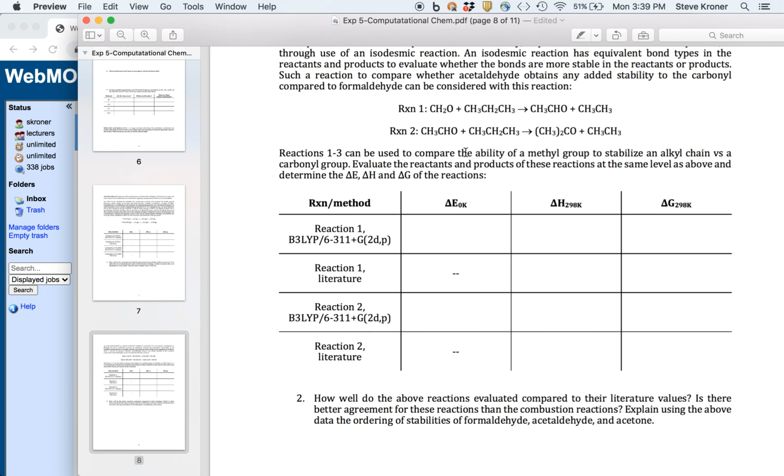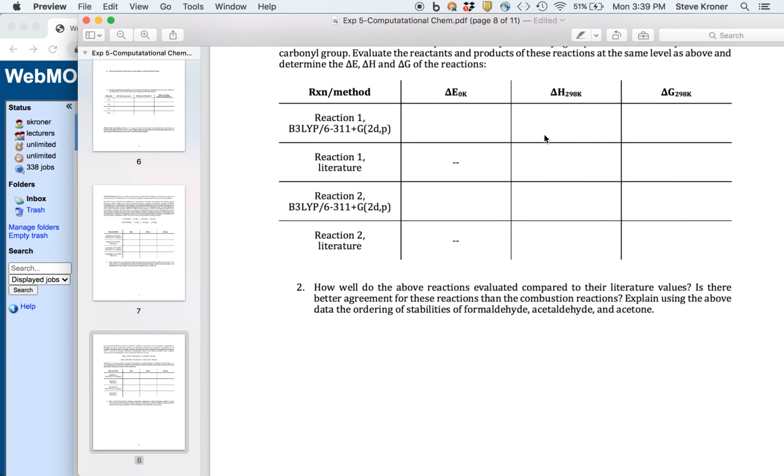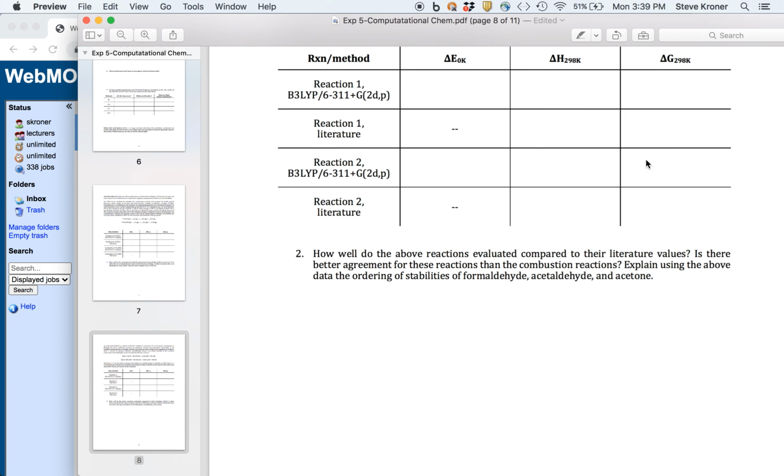So do the same thing where you build each molecule separately. You've already done formaldehyde and acetaldehyde. You don't need to do those again. So we really only need to do propane and ethane. And then determine our delta H, E, and G for those reactions.